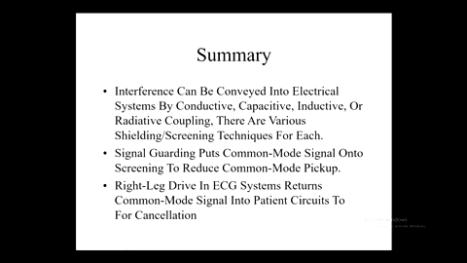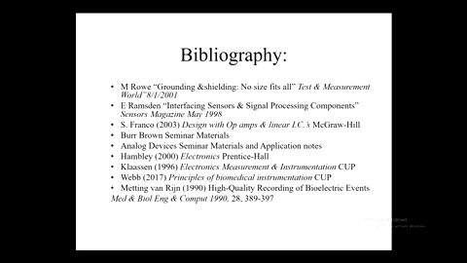Okay, so interference is conductive, capacitive, inductive or radiative, and we can use different forms of shielding for that. Signal guarding is widely used to remove common mode interference, and also right leg drive is used in ECG systems as another form of cancellation of common mode signals. Do we have any questions at all?